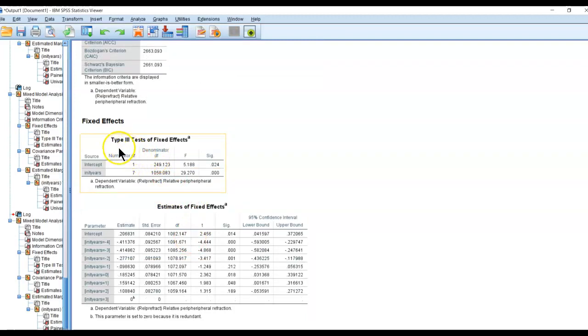Down here next we have our basic analysis of variance source table. We see that for init years with 7 degrees of freedom, we had an F of 29 and a p of, well, it's not 0, a p less than 0.0001. And it's a small p-value. We would say that this is statistically significant. Now, it's important to know what that means.